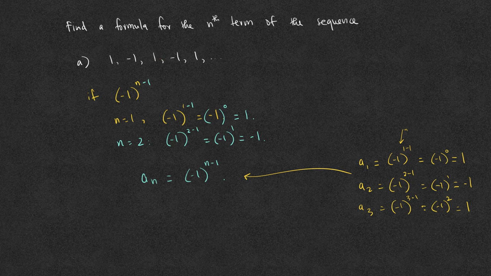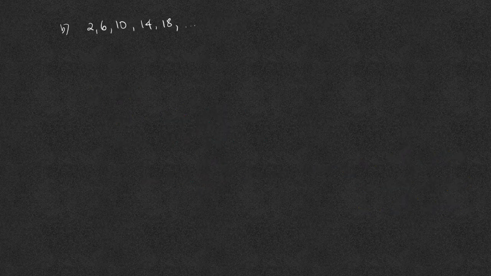Again, always check the terms to see if the formula that we come up with works. For the second sequence, a sub 1 equals 2, a sub 2 equals 6, a sub 3 equals 10, a sub 4 equals 14, a sub 5 equals 18, and so on. The nth term formula is simply a function that would represent these with the domain.